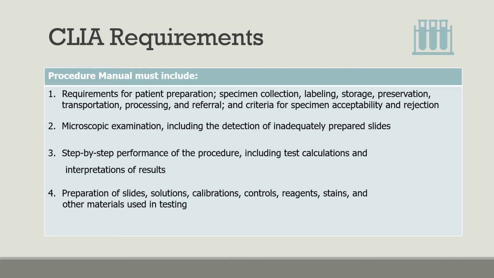The bulk of the procedure is usually this step number 3, and that includes step-by-step performance of the procedure. That has to also include any test calculations necessary and interpretation of results. The procedure must also contain instructions for preparation of slides, solutions, calibrations, controls, reagents, stains, and any other materials used in testing.